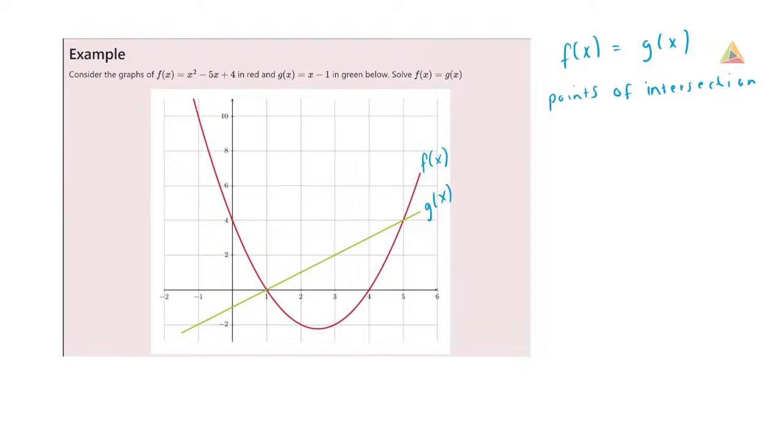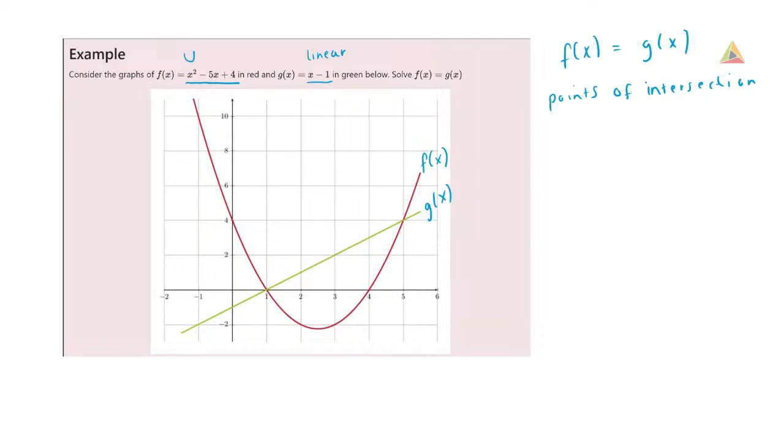Now, just looking back at these functions, the f of x is equal to x squared minus 5x plus 4. So we know because the x squared is positive, it's going to be a U shape, and you can see that it's in the shape of a U from the graph. And then the g of x is equal to x minus 1. That means that it's linear. So again, you're going to know what that looks like straight away.